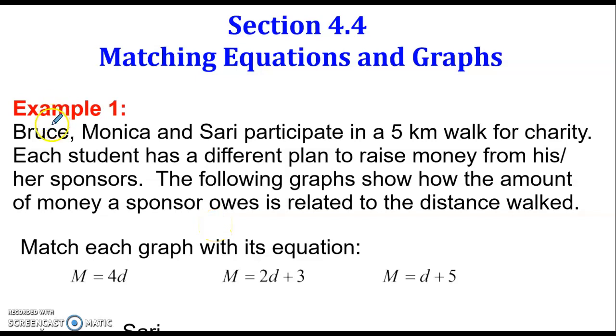So in section 4.4, matching equations and graphs, we're going to look at example 1. Bruce, Monica, and Sari participate in a 5-kilometer walk for charity. Each student has a different plan to raise money from his or her sponsors. The following graphs show how the amount of money a sponsor owes is related to the distance walked.